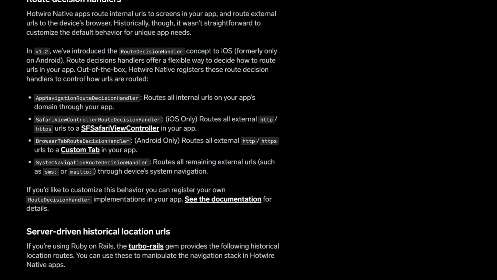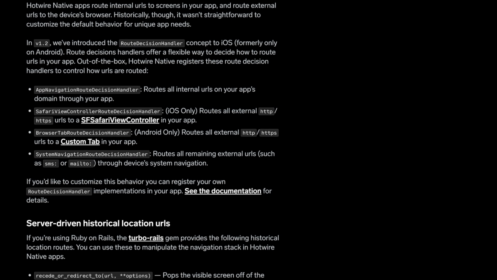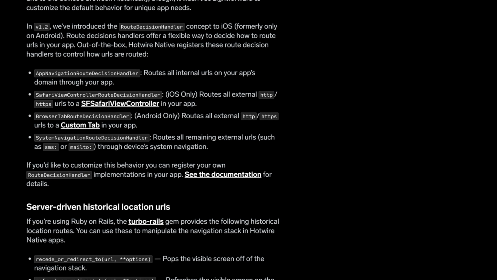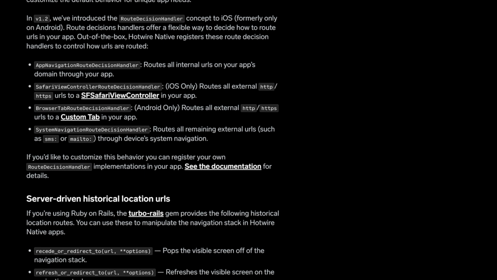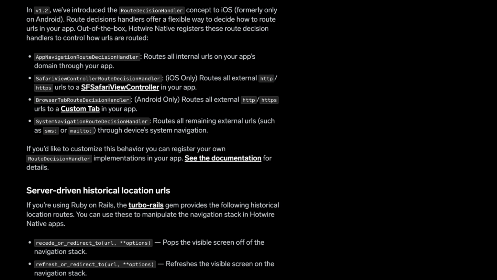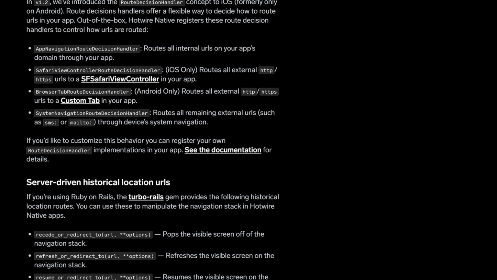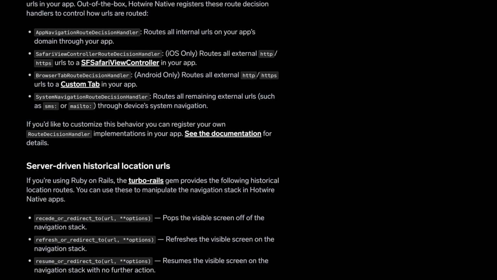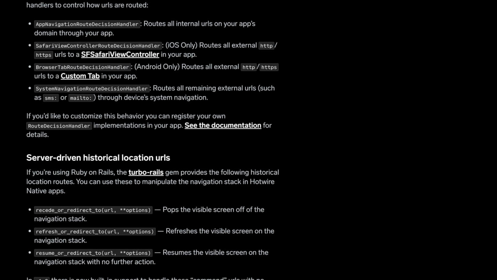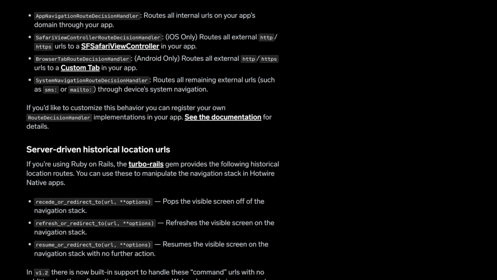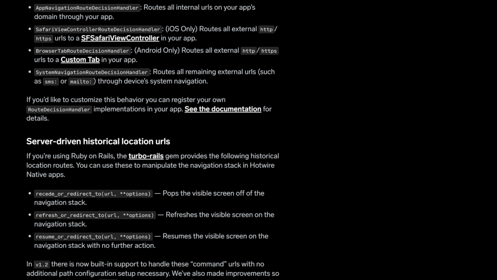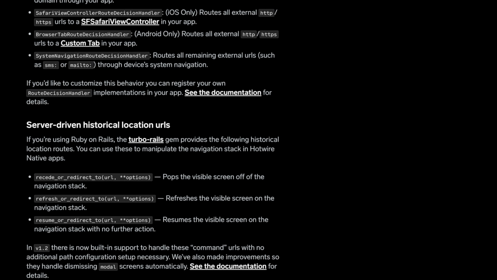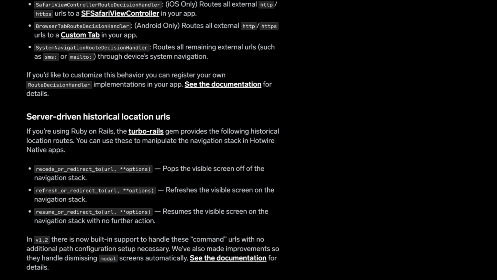The announcement talks about, let me find it, server-driven historical location URLs. Specifically mentions Ruby on Rails users. What's that all about? Right. This is pretty neat. It's about letting your web backend, in this case Rails, have more control over the app's navigation stack, like telling the app to go back or refresh the current screen. So the server sends a command, basically. Yeah, using special URLs provided by the Turbo Rails gem. Think of it as your server, which knows the user's context and journey, being able to directly influence the mobile app's flow. Interesting.